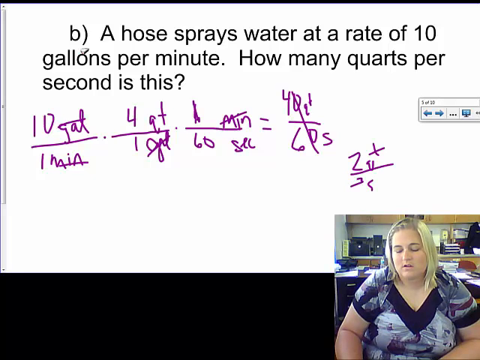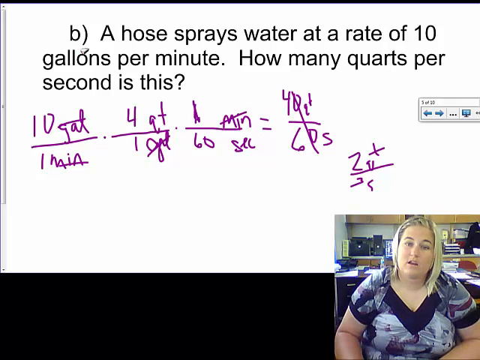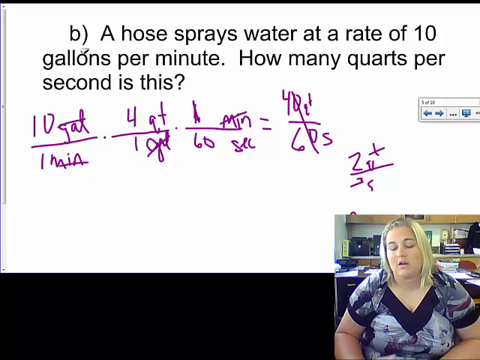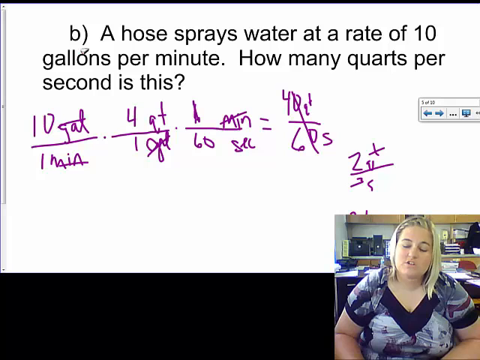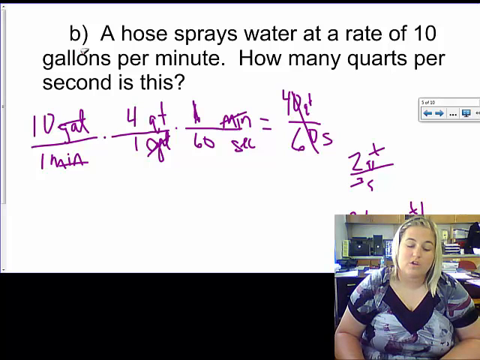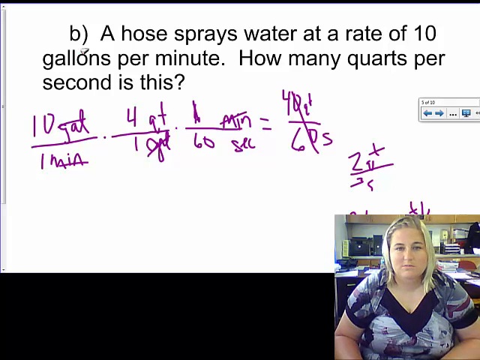Okay, but if it wants to know quarts per second, it wants it as a unit rate, so I need this to be a 1, so it's just going to be 2/3 of a quart per second. I again apologize about the clicking and about my handwriting.